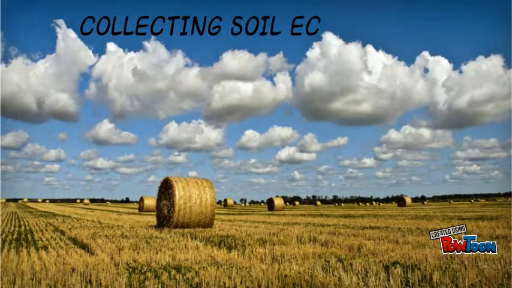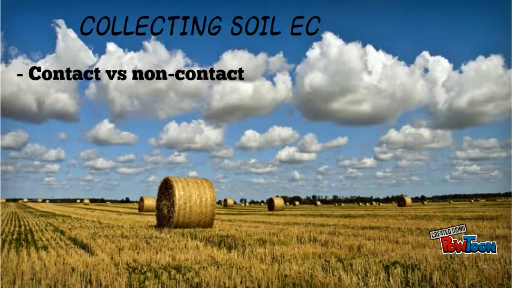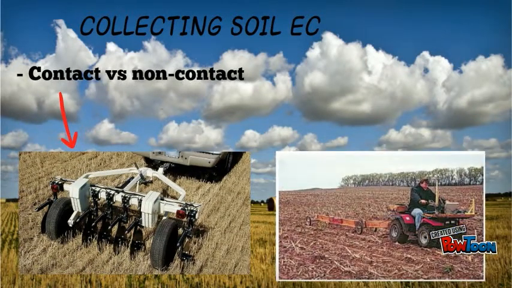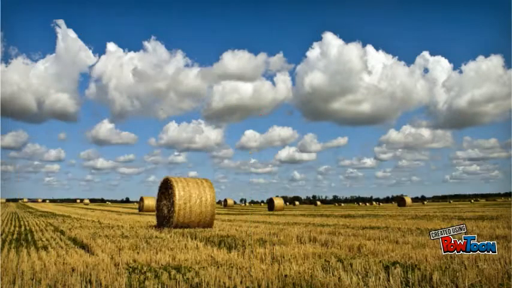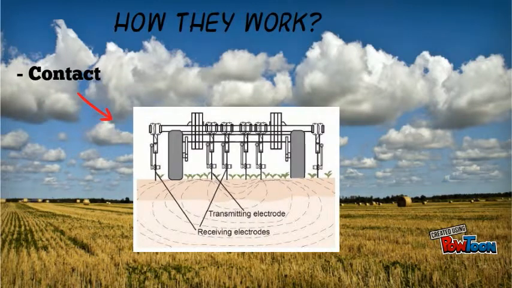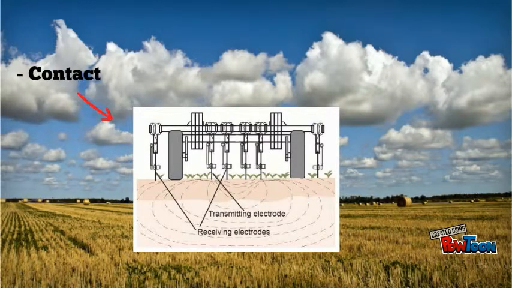Collecting soil EC. There are two common types of soil EC sensors, a contact sensor and a non-contact sensor, both of which can be pulled through the field with a tractor, truck, or ATV. How do they work? The contact sensor makes direct contact with the soil surface. This sensor has two transmitting electrodes or coulters that send an electrical current into the soil. The receiving electrodes then collect what is left of the signal after it has traveled through the soil.